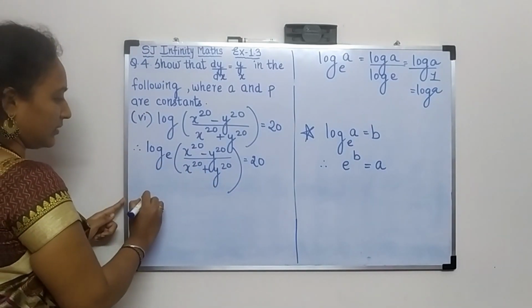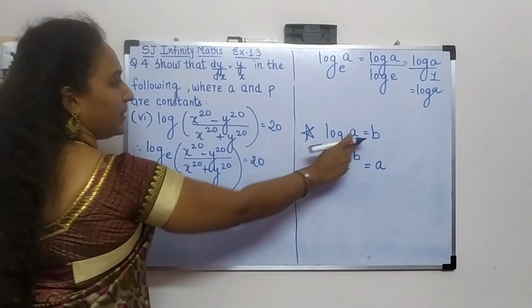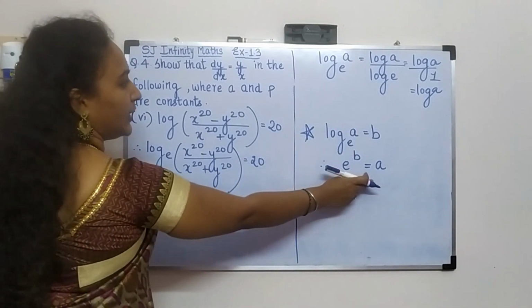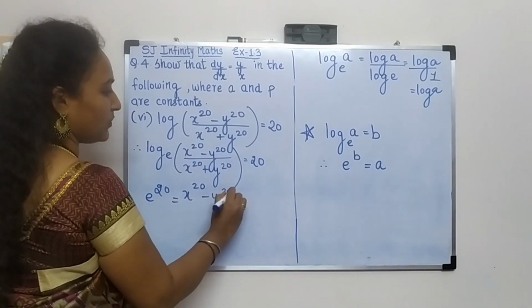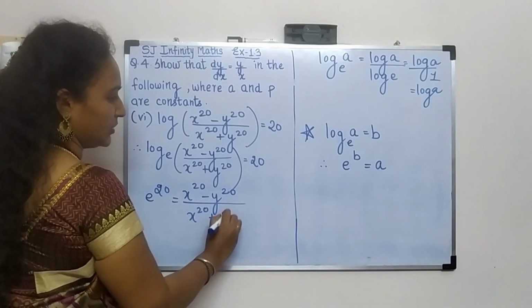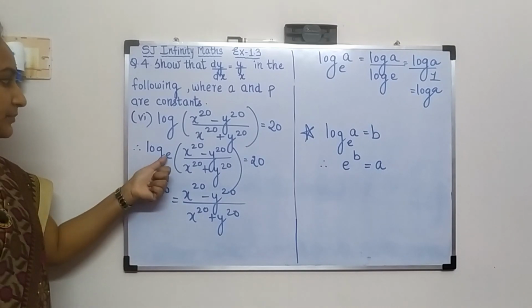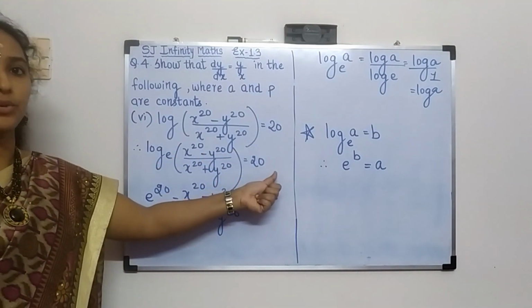This is your e and this is your b. b is 20 and your a is x power 20 minus y power 20 upon x power 20 plus y power 20. Hope you are getting this. This is your e, a, compare it, which is equal to b.